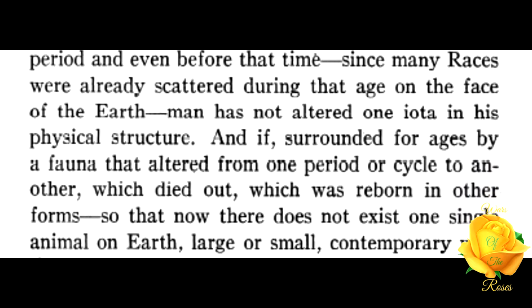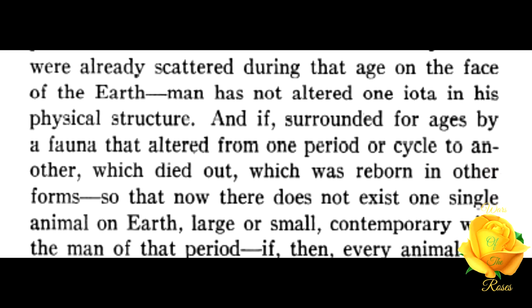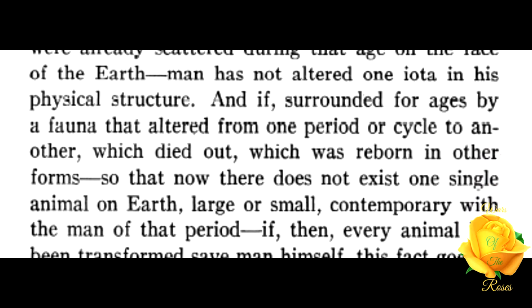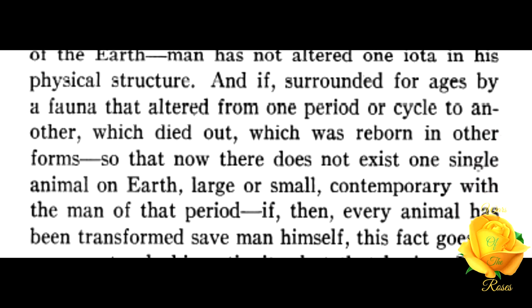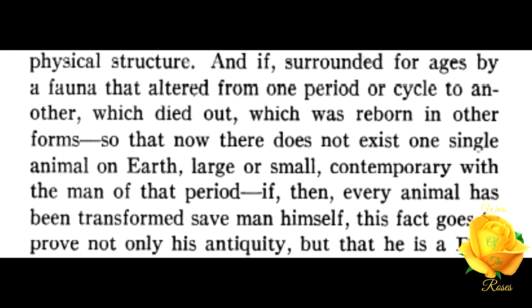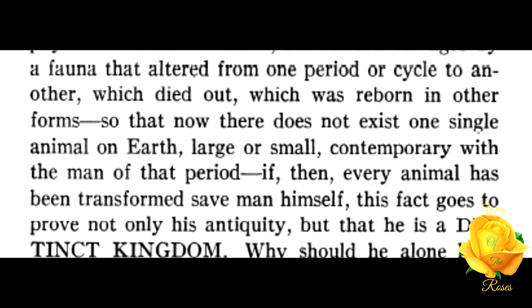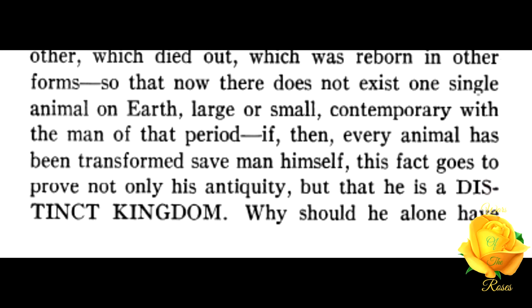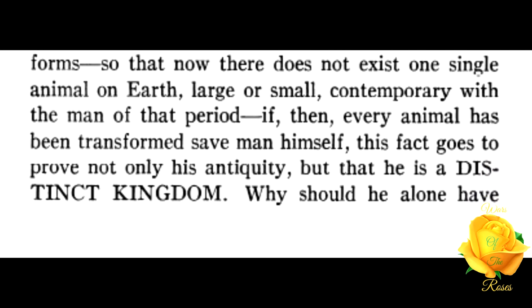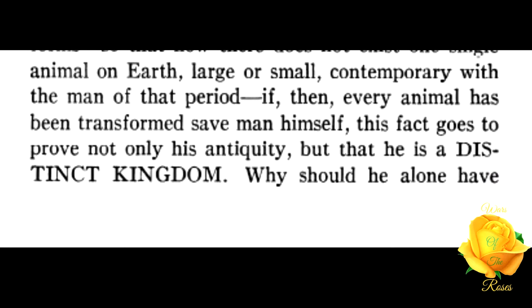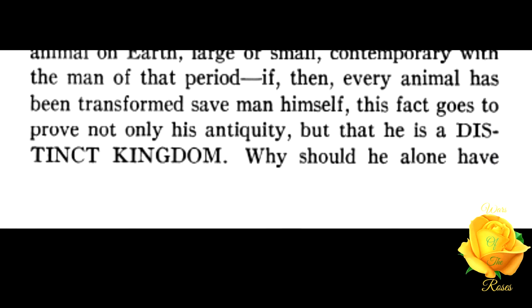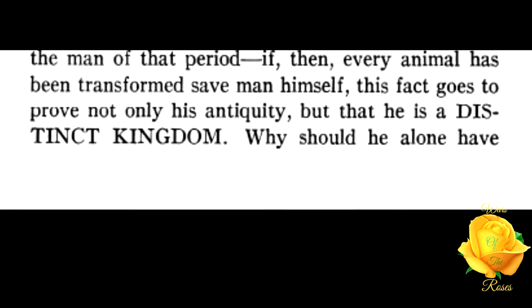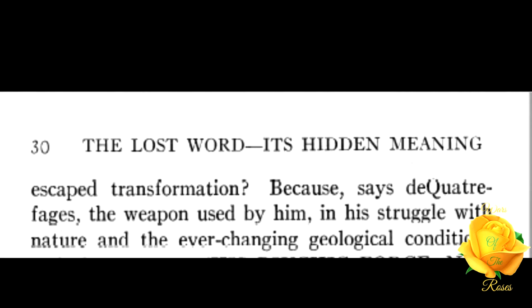And if surrounded for ages by a fauna that altered from one period or cycle to another, which died out, which was reborn in other forms, so that now there does not exist one single animal on earth, large or small, contemporary with the man of that period, if then every animal has been transformed save man himself, this fact goes to prove not only his antiquity, but that he is a distinct kingdom. Why should he alone have escaped transformation?